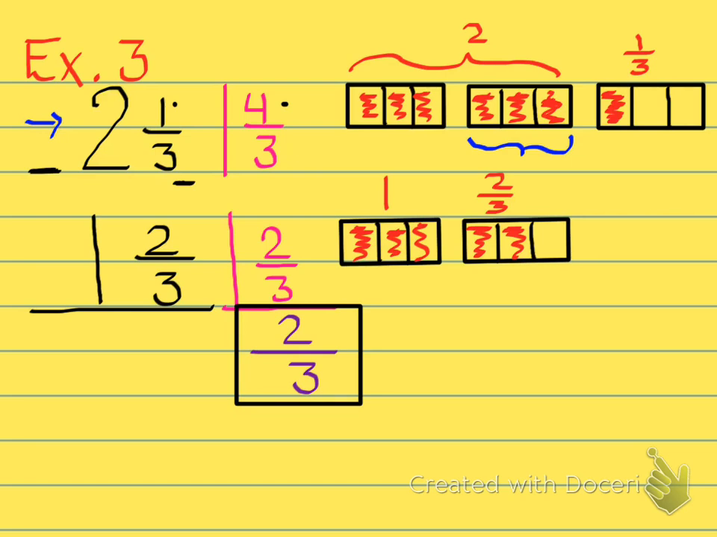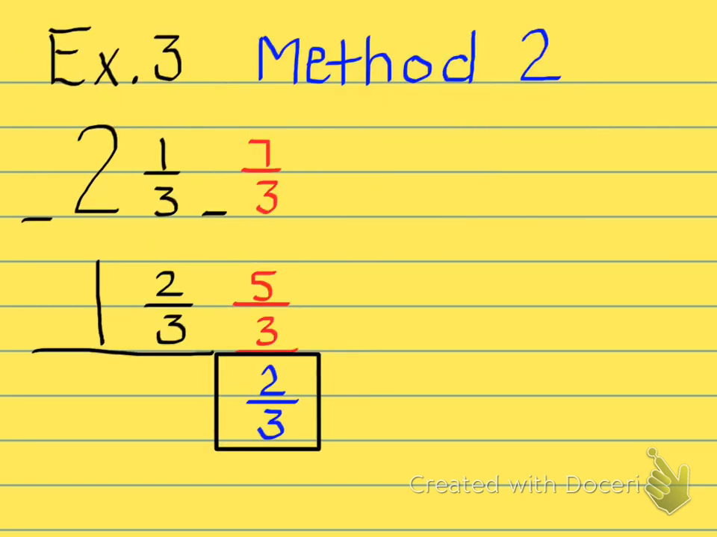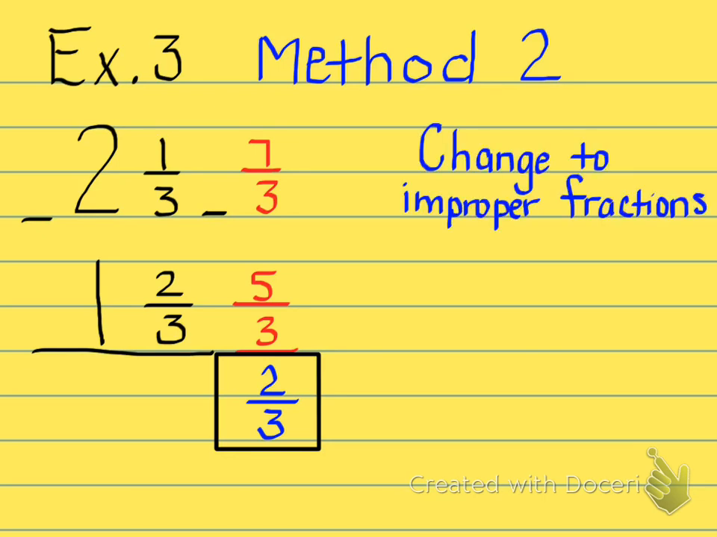However, on this next slide, you're going to see that we did it just the way we did it before, changing it into an improper fraction. So this is just like the first method that I taught you, and really what you should do. All right, so I've added that little note here that says change to improper fractions. So again, 2 and 1/3, 1 and 2/3, we're just going to change that to 7/3 and 5/3, and then you're left with 2/3.